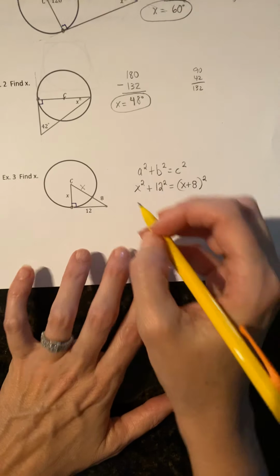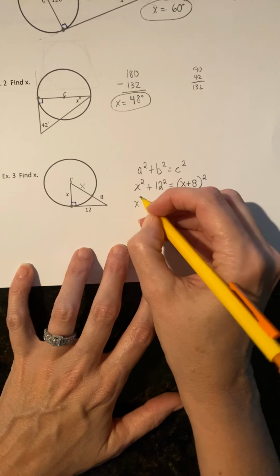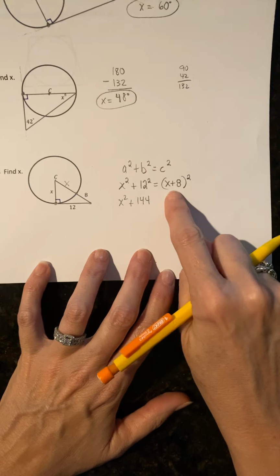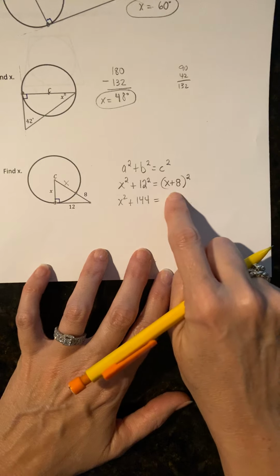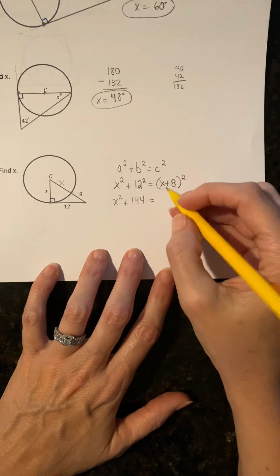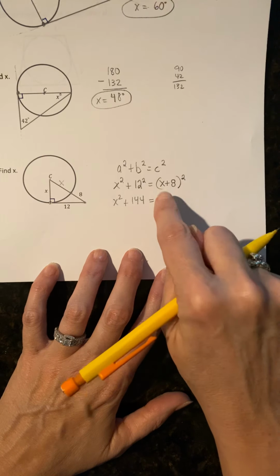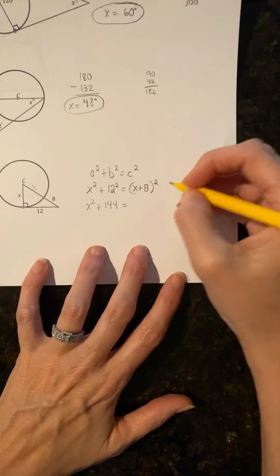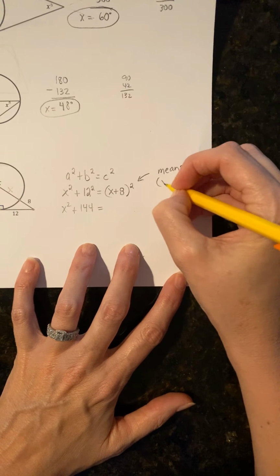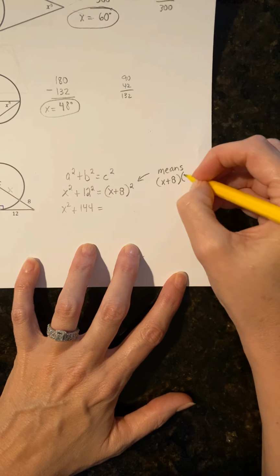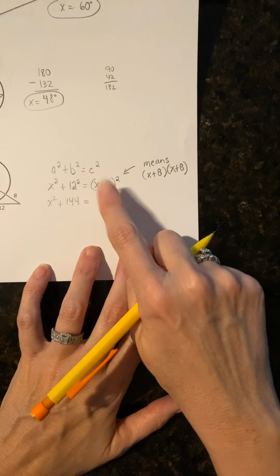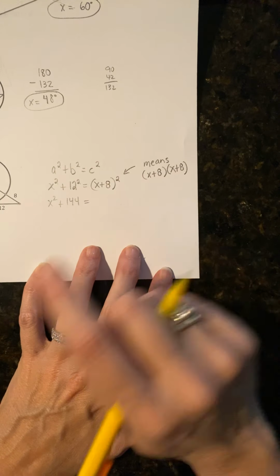Okay, now we got to solve this thing. So x squared just stays x squared. 12 squared is 144. This right here, it's been a little while since you were in an algebra class. This is not x squared plus 64. See, some people think they can just square the x and square the 8, but you cannot do that. This means right here, I'm going to write it over here, this means (x plus 8) times (x plus 8). That's what that means. So to multiply that or to square that, you have to FOIL it.